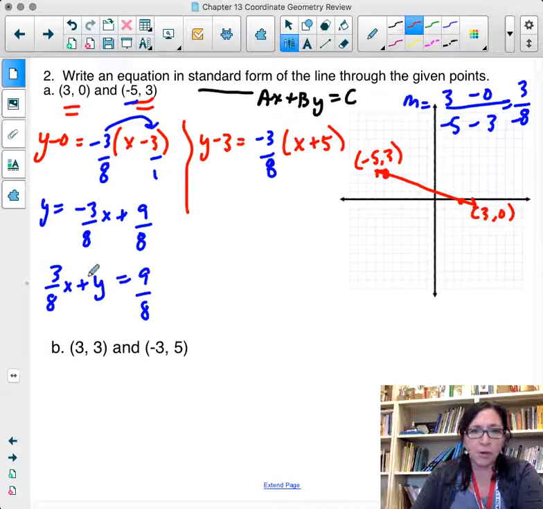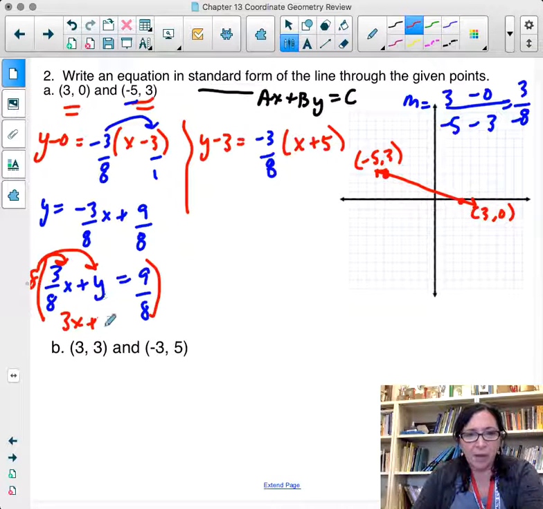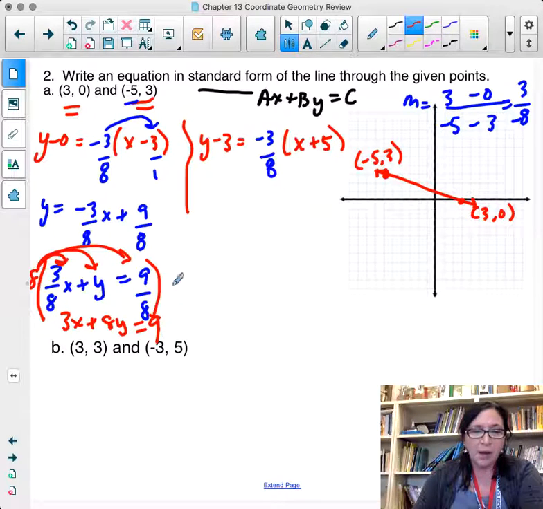So I'm going to multiply the entire equation by 8. And by doing that, when I multiply this times 8, the 8's cancel, and I get 3x plus, and then I multiply this by 8, 8y, and then I multiply this by 8, and I get equals 9. Okay, so my equation in standard form is this, 3x plus 8y equals 9.